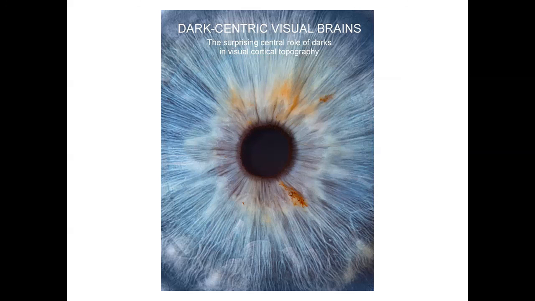We notice that the dark-centric representation of visual space in the brain is reminiscent of the entrance to the visual pathway, a central dark pupil surrounded by a brighter iris.